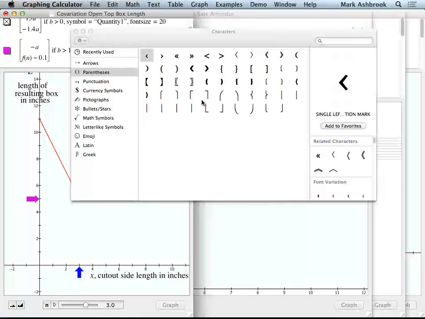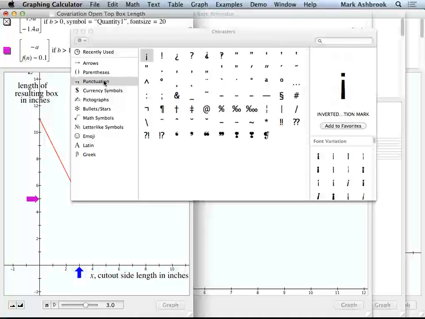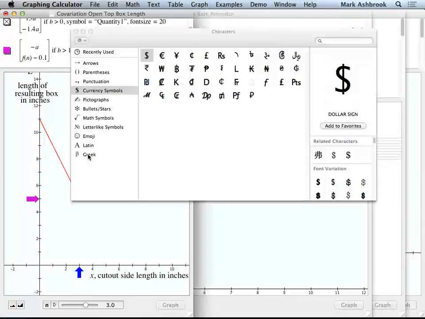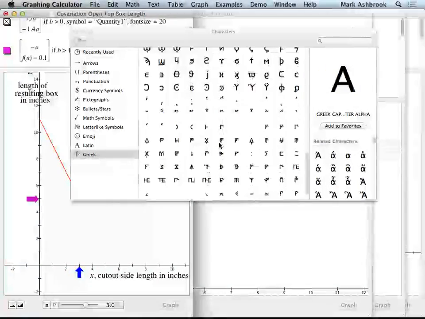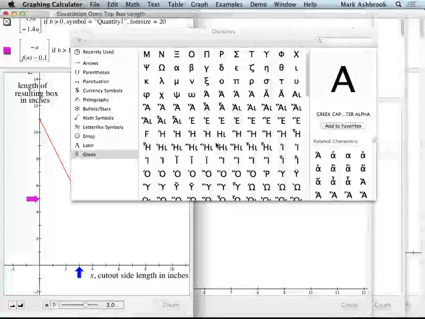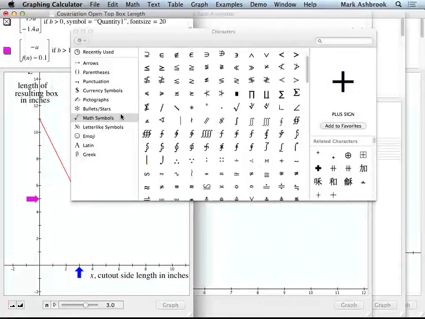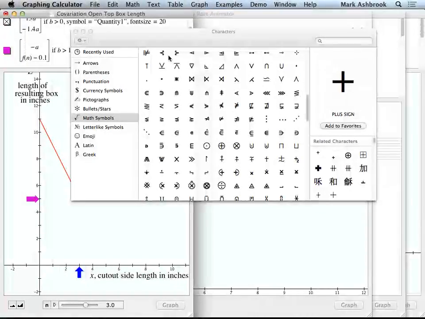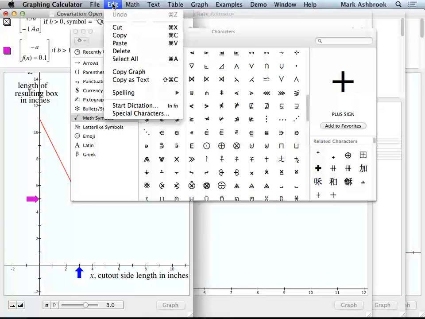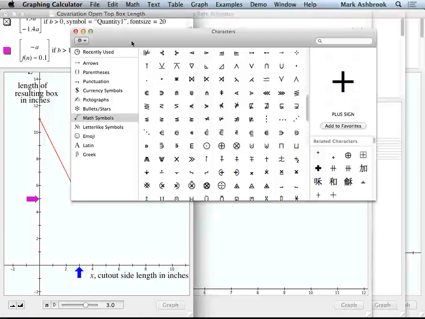Parentheses, it's just the punctuation. What's really helpful is the Greek letters. Okay, and then different styles of those, math symbols, etc. So that's in, did I say edit? Edit, special characters. And that pops out. And then if I shut down Graphing Calculator, this will stay up. And like I said, you can pop those into Microsoft Word or any other thing that's taking characters.